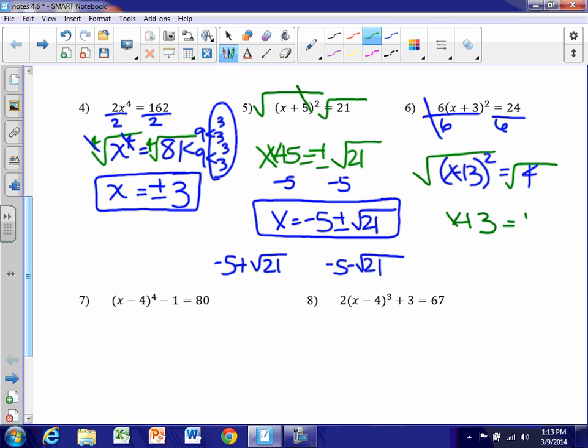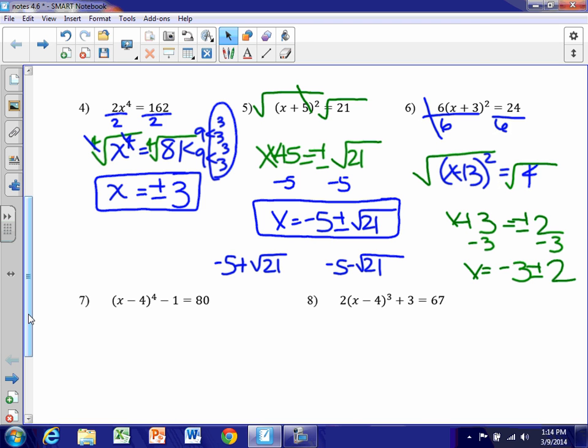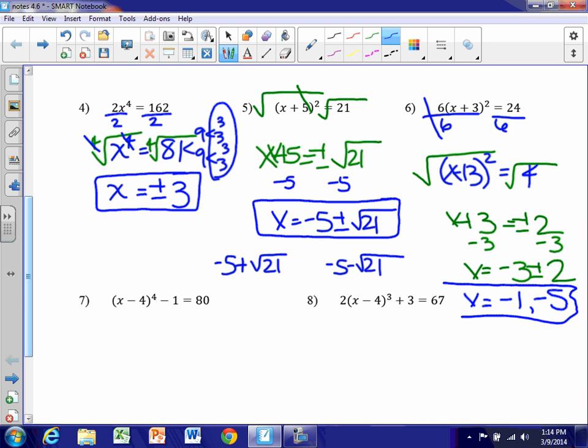But the square root of 4 is plus and minus 2. And then we have to subtract the 3. But be careful here, because we get -3 goes first, then your plus and minus 2. However, because there are no square roots left, we actually need to put these numbers together. So I have -3 plus 2, and I have -3 minus 2. So this time I get 2 answers, but I actually had to work them out.